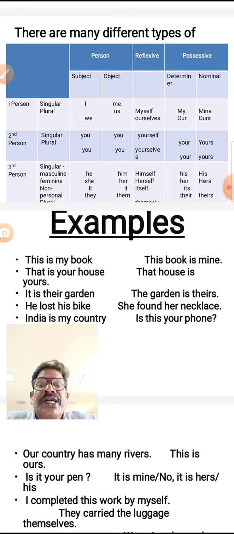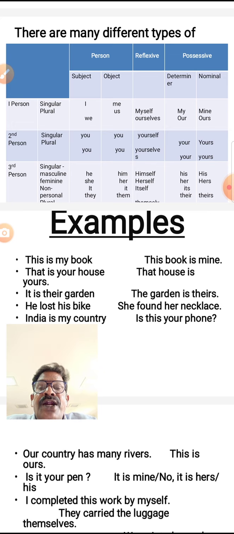Here mine is working as a possessive pronoun. And now look at the second sentence. That is your house. And when it comes to possessive, look at the sentence. That house is yours. That means that house belongs to you, not me.